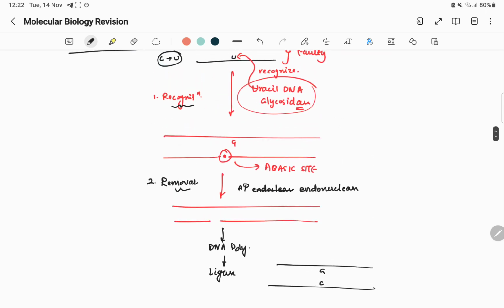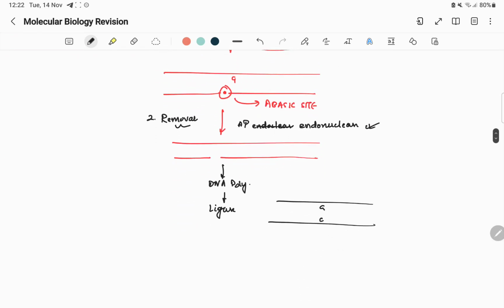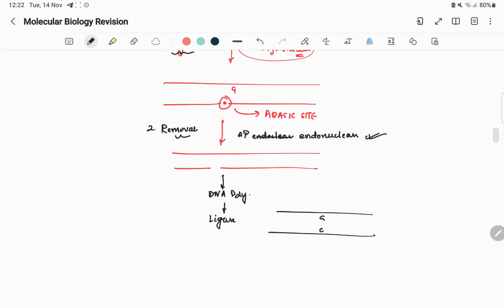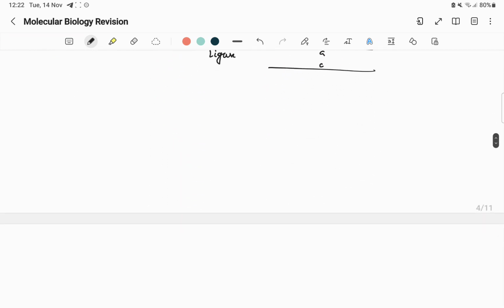So we are just removing the base, and what are the enzymes? Uracil DNA glycosidase and your apurinic or apyrimidinic endonuclease. Okay, understood? This is base excision repair. Let's talk about nucleotide excision repair.